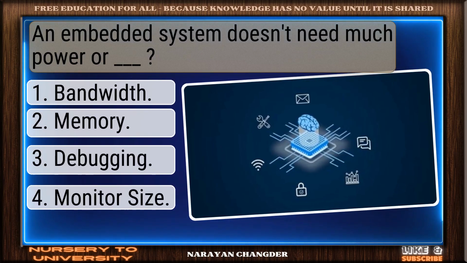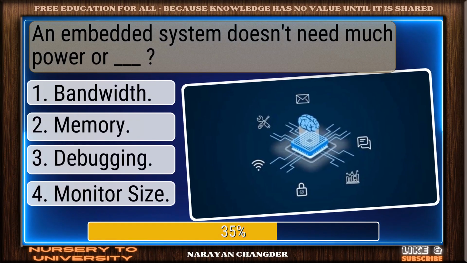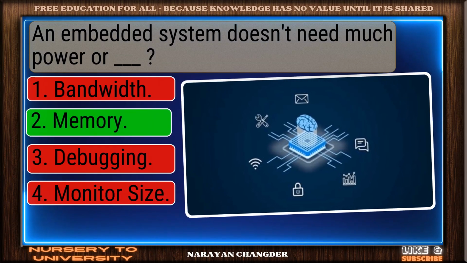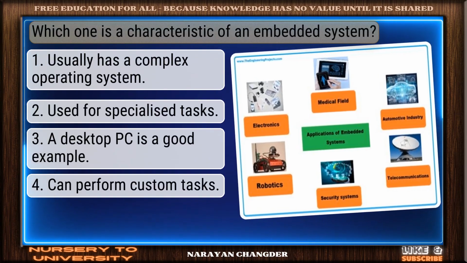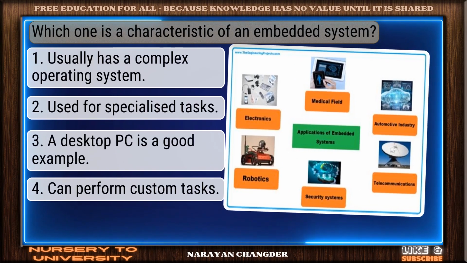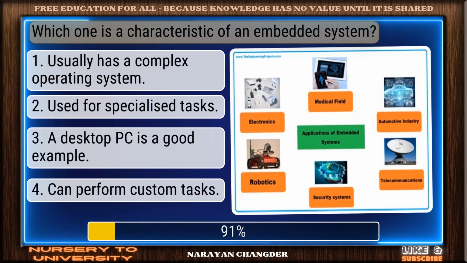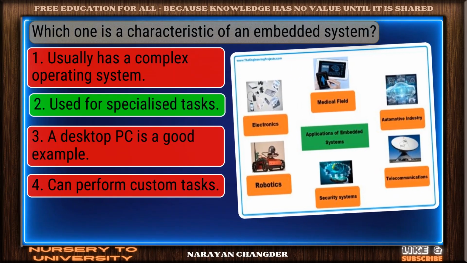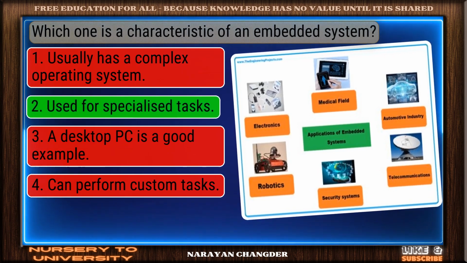Question number 17. An embedded system doesn't need much power or dash. Great job. Memory is the accurate answer. Question number 18. Which one is a characteristic of an embedded system? Smart move. Used for specialized tasks is an accurate answer.